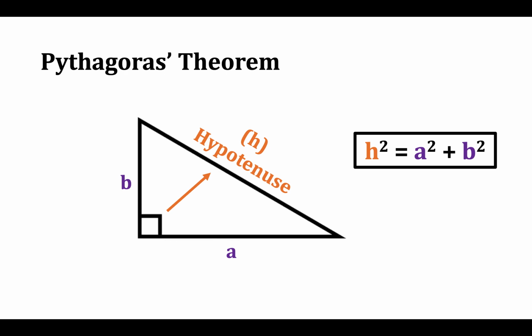Now there are many variations of this, so it might be a squared equals b squared plus c squared. Whatever variables are used, it's just most important to remember that the hypotenuse squared is the subject of the formula.